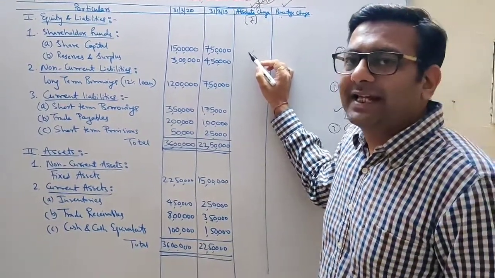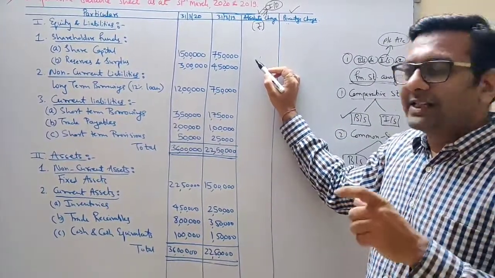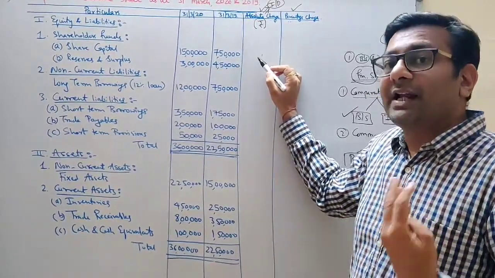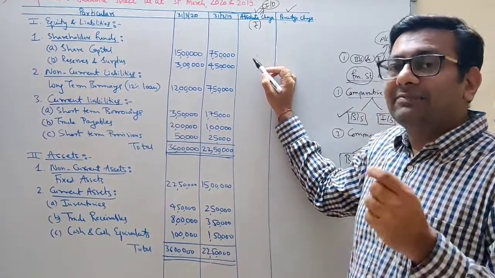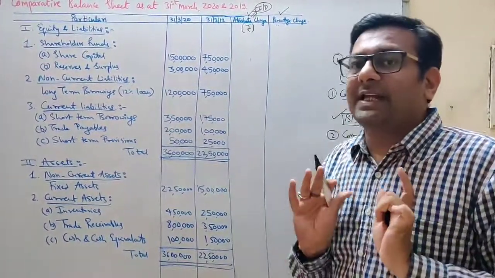Why are you using bracket? To show that this is decrease. So in this comparative statement, when you want to show increase, you can write the amount directly, and if you want to show decrease, you have to write the amount inside the bracket.